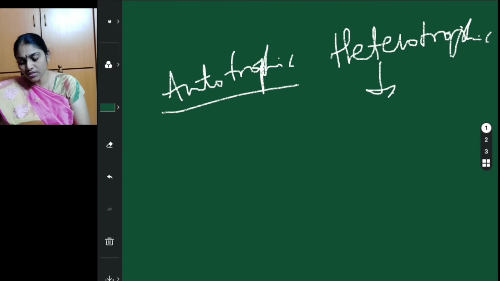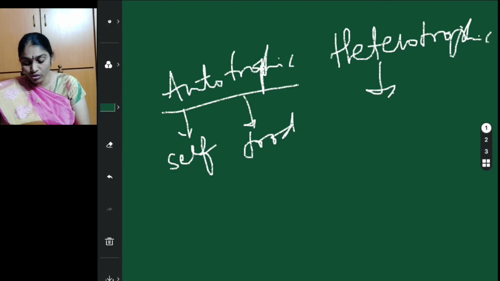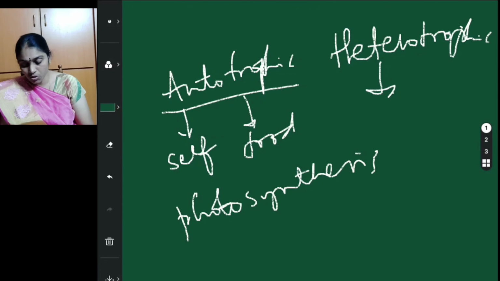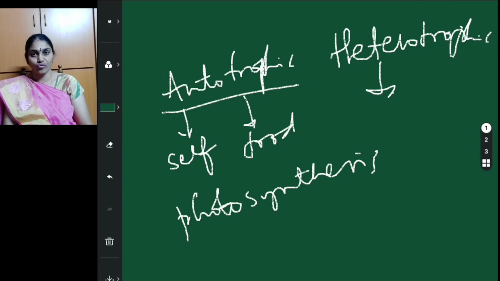Now autotrophs are those that make their own food. Auto means self, trophic is nothing but food. So they prepare their own food by a process called photosynthesis. Photosynthesis is a process where plants make their food in the form of glucose or starch by taking carbon dioxide and water in the presence of sunlight and chlorophyll.